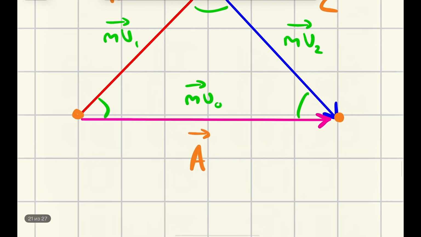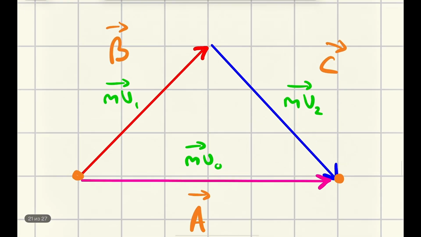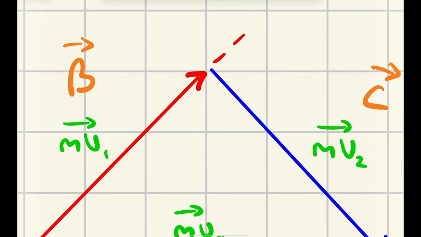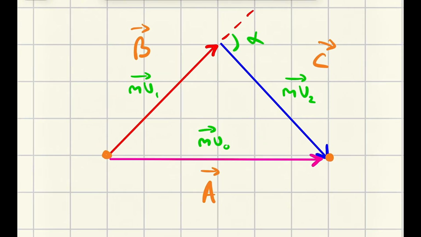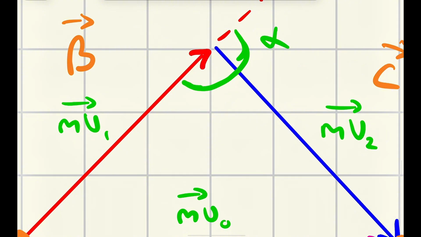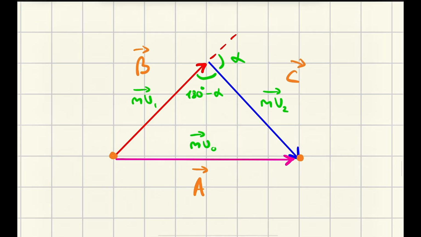Okay, so where should we put our alpha? Instead, we can just hypothetically continue this vector somewhere here. Then our alpha angle would be here. This would be our alpha angle. Okay, it is not inside of the triangle, but that's not a problem, because we definitely know that this has to be in totality 180. And if that thing is alpha, then the rest part is 180 minus alpha. Okay, 180 degrees minus alpha.